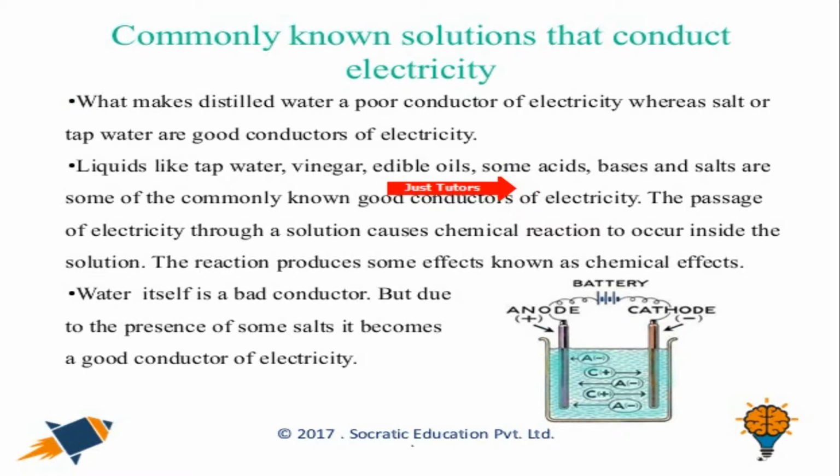It allows electricity to pass through it because whenever electricity is passed through it, a chemical reaction occurs inside the solution. If water is pure, there is no reaction inside the solution, so it becomes a bad conductor. But if there is some salt inside it, it will allow electricity to pass through it. Water itself is a bad conductor, but due to the presence of some salt, it becomes a good conductor of electricity.